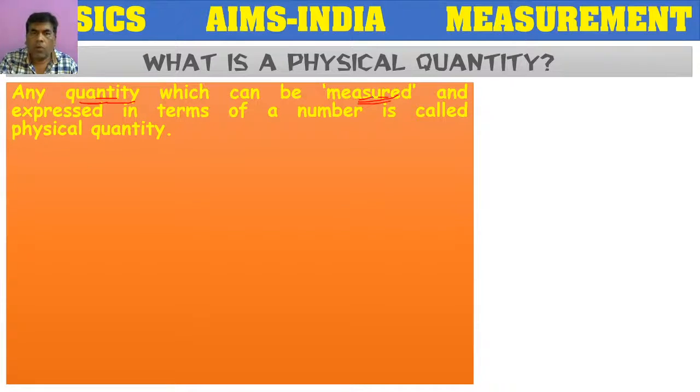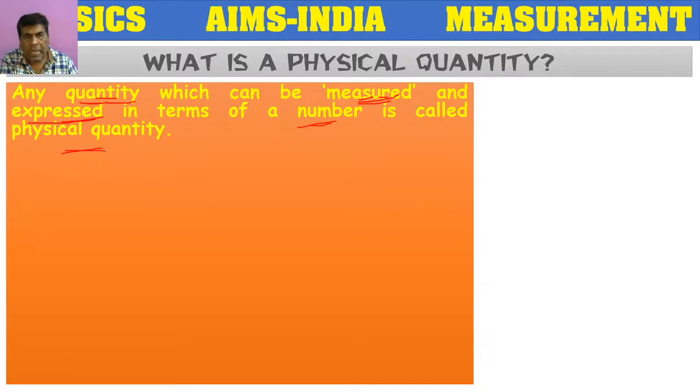How to measure any object? We have so many kinds of measuring devices. For measuring length, we have a scale. For measuring mass or weight, we have a common balance. For measuring time, we have a clock. Any quantity which can be measured and expressed in terms of a number is called a physical quantity.